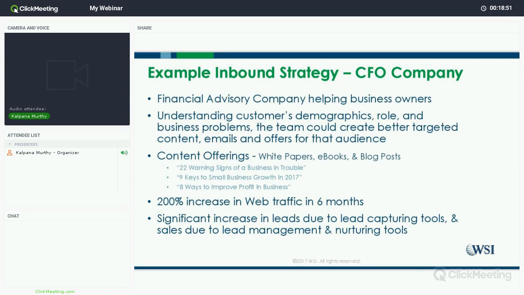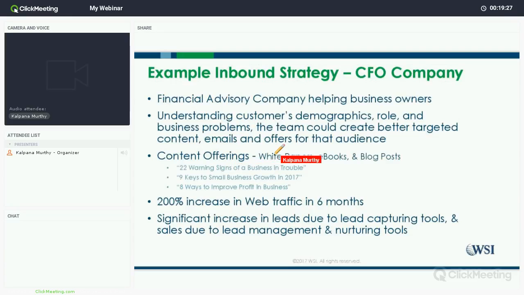Now, this is another example of a CFO company that used the inbound strategy in their business. So this financial advisory company is in business for helping business owners. So the basic step in the inbound strategy is understanding customers' demographics, their role, business problems. The team was able to create targeted content and emails and offers for that audience. Some of the content offerings that they went ahead with are white papers, ebooks, and blog posts.